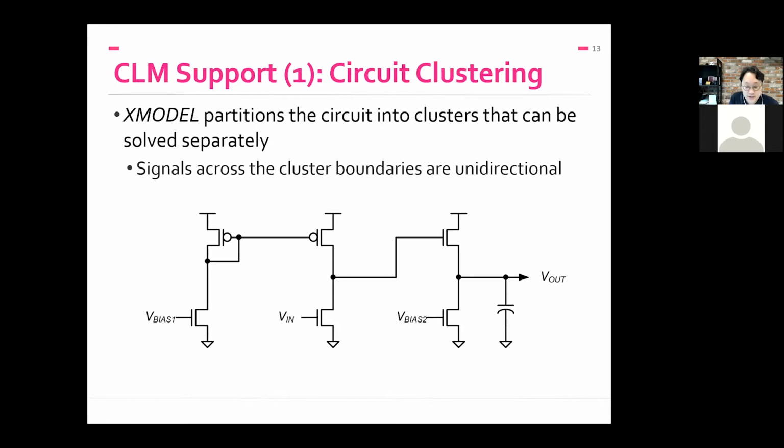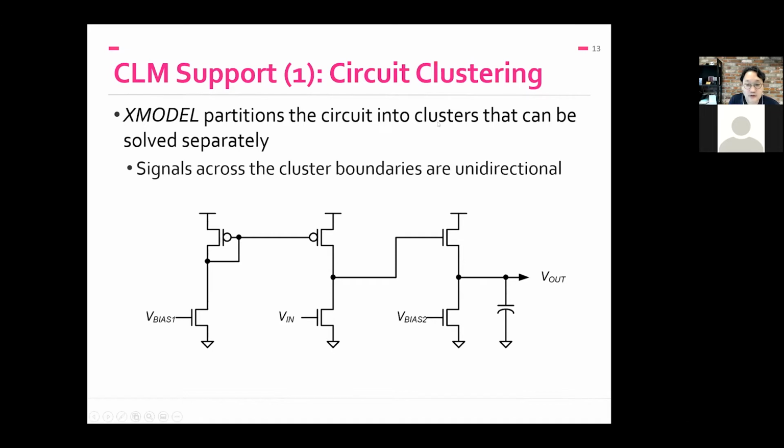First, X model provides a set of primitives that we call circuit primitives. They basically correspond to elements like resistors, capacitors, transistors, and diodes. And during runtime, when it sees this network of elements, it performs a partition of that network into smaller units we call clusters.